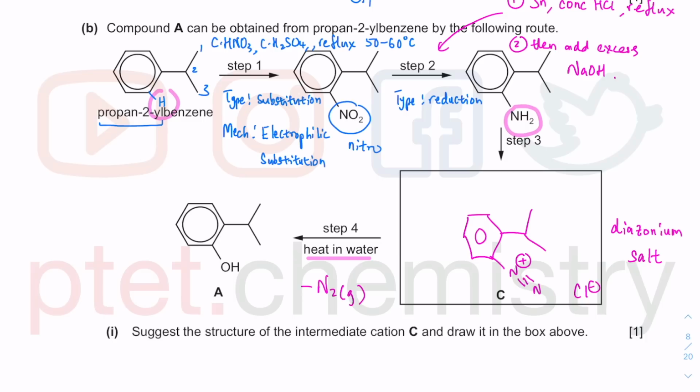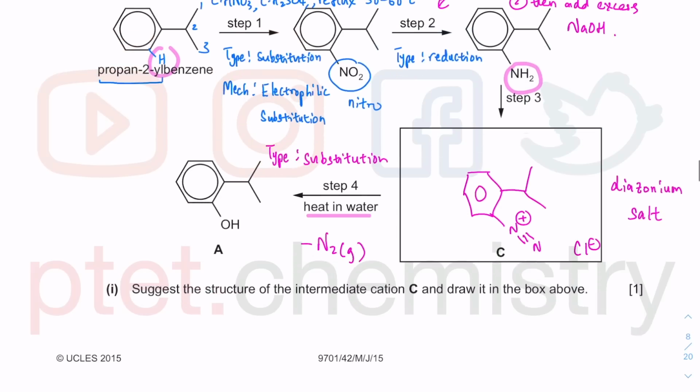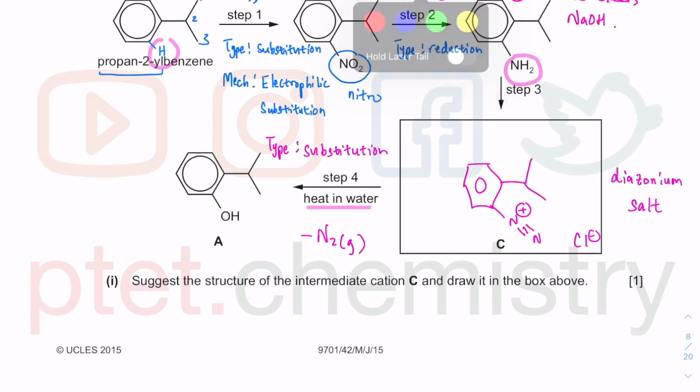So what we're doing there must be some sort of substitution. So the type is substitution there. As for the mechanism, I don't think you need to know it as part of A-level chemistry. So suggest the structure of the intermediate cation. They are very generous. They even told you it's a cation.